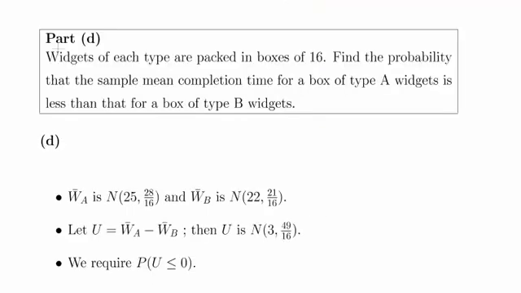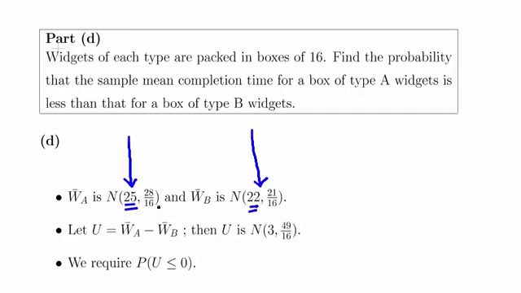Widgets of each type are packed in boxes of 16. Find the probability that the sample mean completion time of a box of type A widgets is less than that of a box of type B widgets. Now this is using the sampling distribution. The average time is the average of averages here, so the expected average would just be the means in both cases. So 25 and 22. Now, this is the sampling distribution of the sample mean.